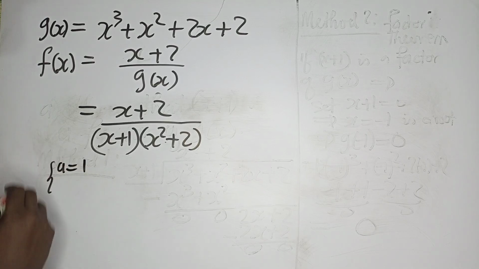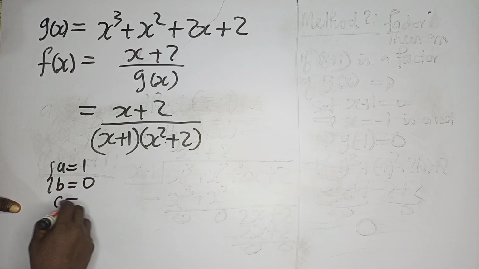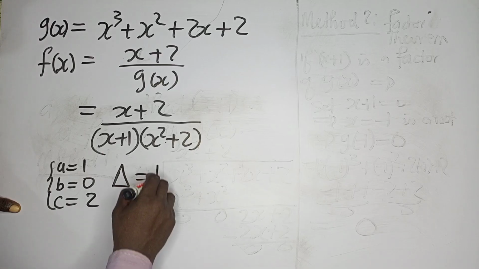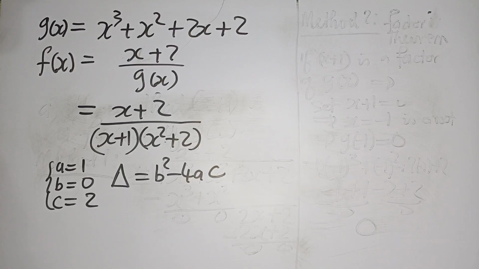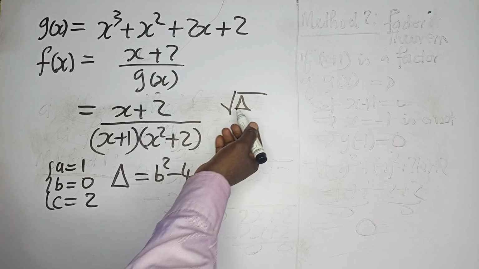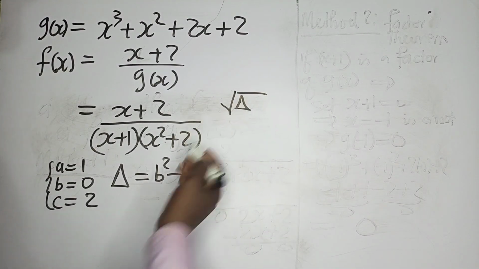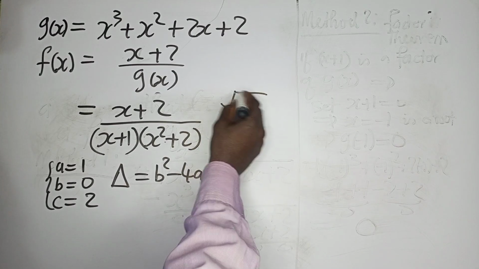Our a is the coefficient of the x squared term. Our b is the coefficient of the x term. There's no x term there. And our c is our constant term. Now, the discriminant is b squared minus 4ac. Remember, the discriminant is what is under the square root sign. If the discriminant is negative, square roots of negative values don't exist. But if the discriminant is positive, it means that this quadratic expression is reducible. We can factorize it to have 2 other factors. So let's check the discriminant to get its sign.